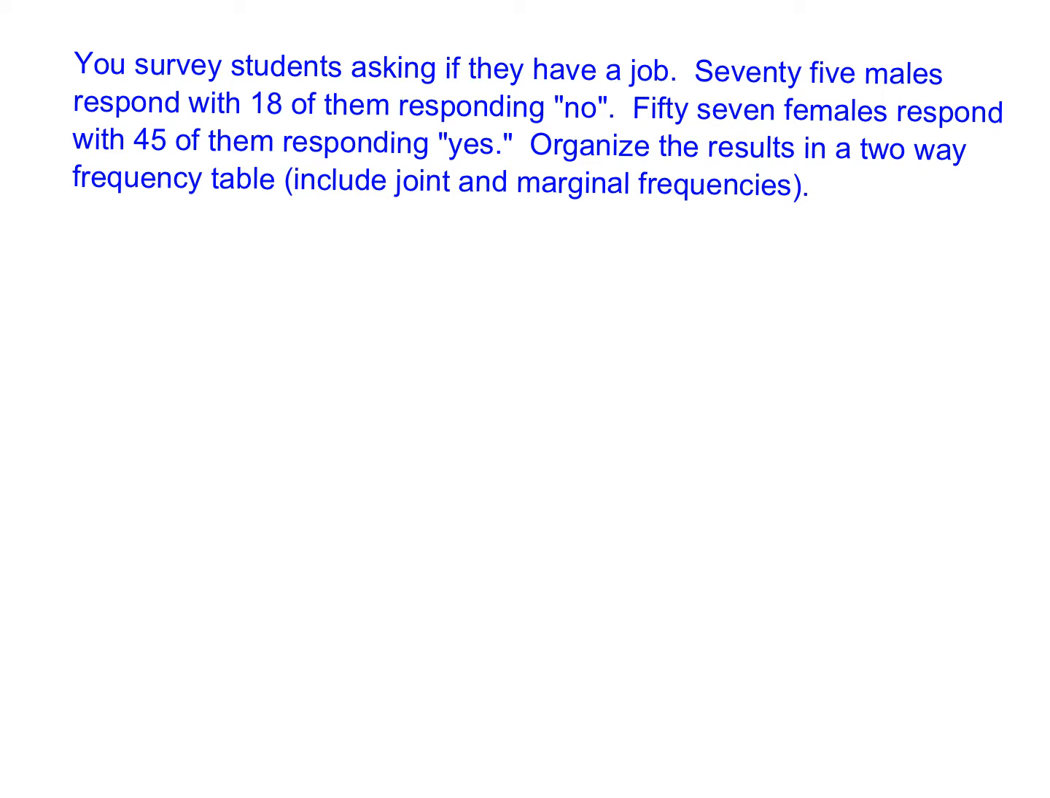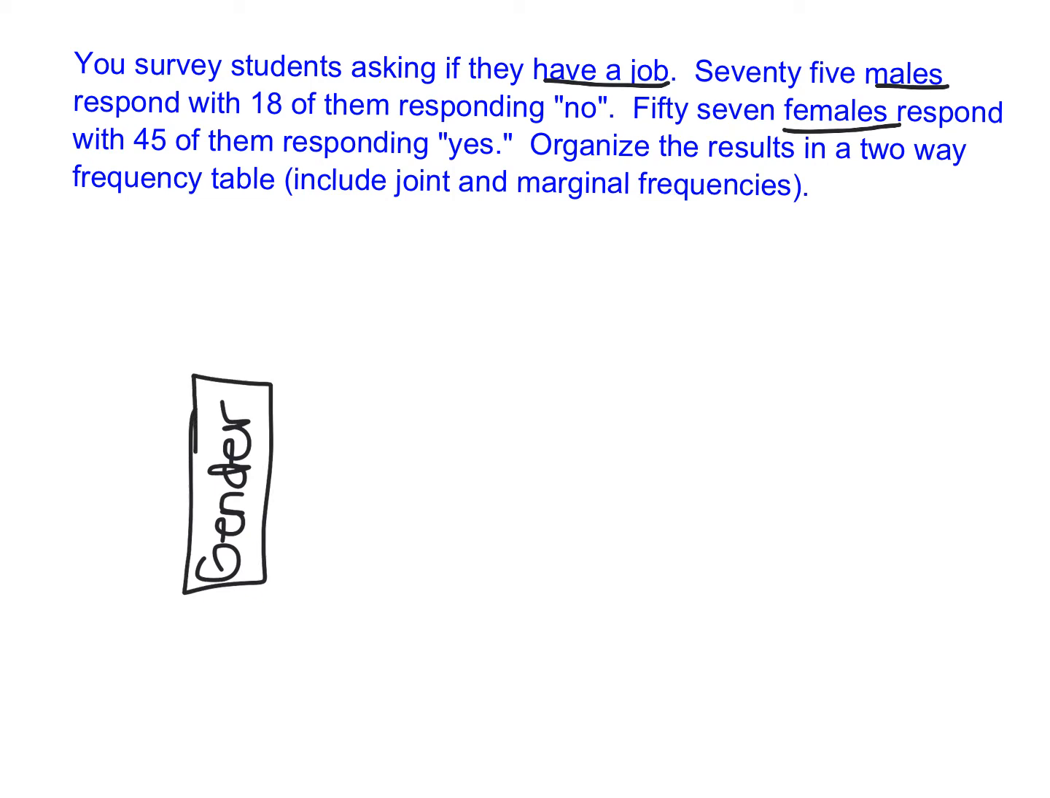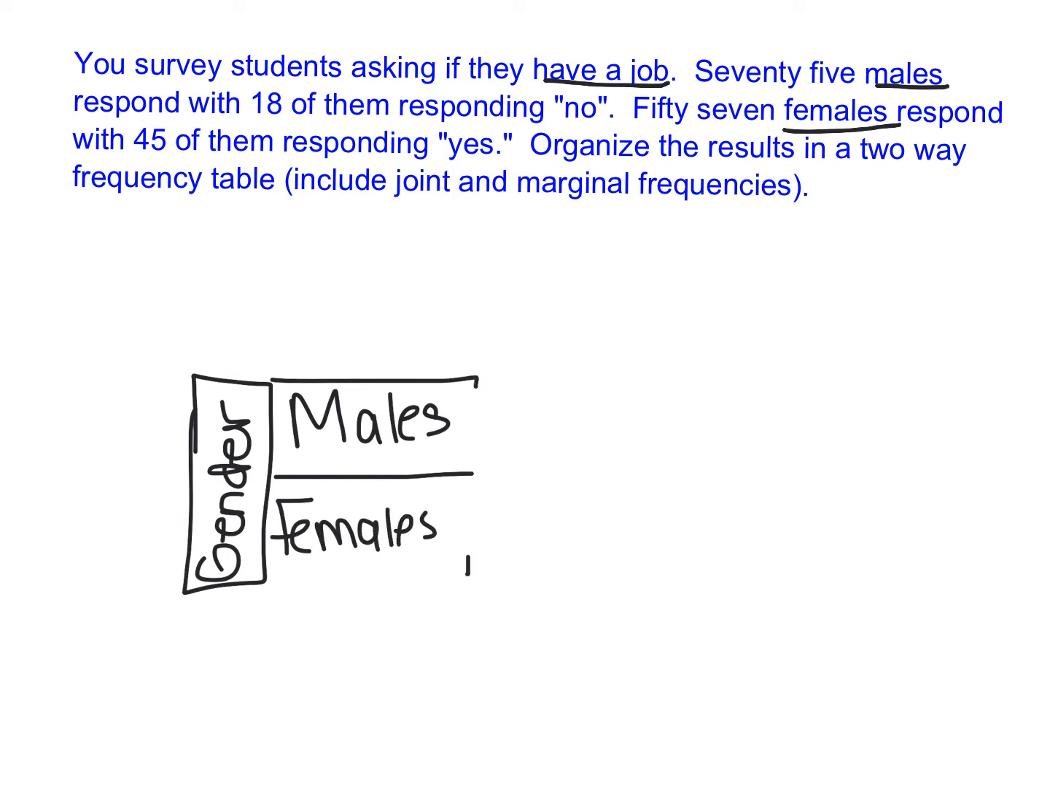So first thing I'm noticing is we have two categories. We have whether somebody is a male or a female, and then we have whether or not they have a job. So let's do here gender. So that's our first box. And then here, branching off of that, we're going to have males and we're going to have females. So there we have that first category all filled in.